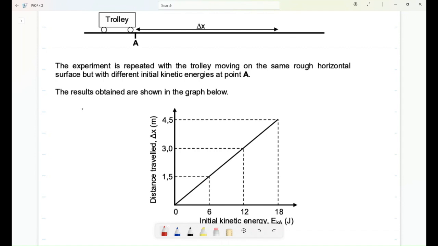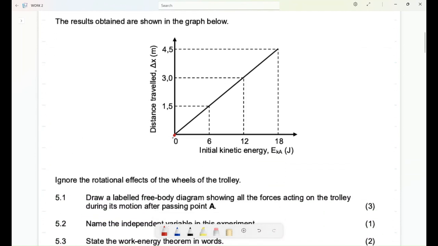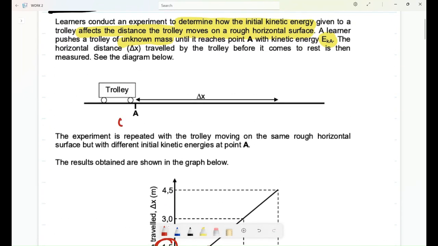All right, let's see. The results obtained are shown in the diagram. Let's try to interpret a little bit this result we get. So we have a distance of 0 traveled here. Again, when our object has a kinetic energy of 6, it means it is traveling a distance of 1,5. Let me show you. If our object came here with a kinetic energy of 6 joules, then this distance traveled is going to be 1,5 meters for the first try.